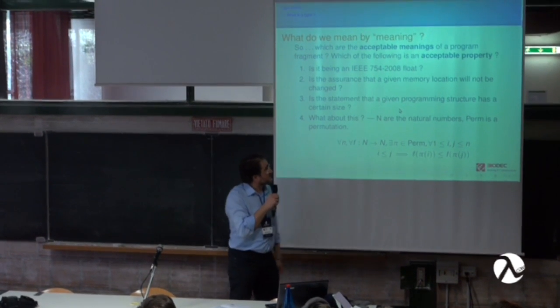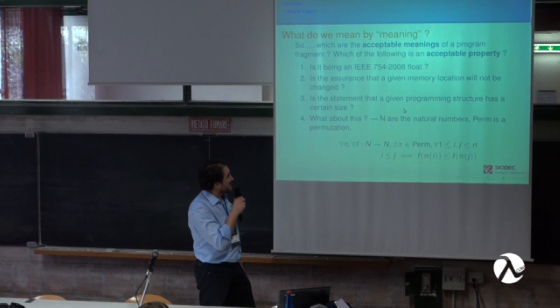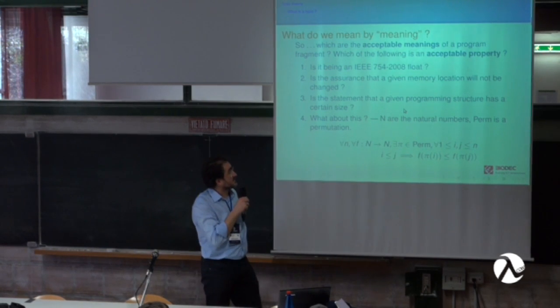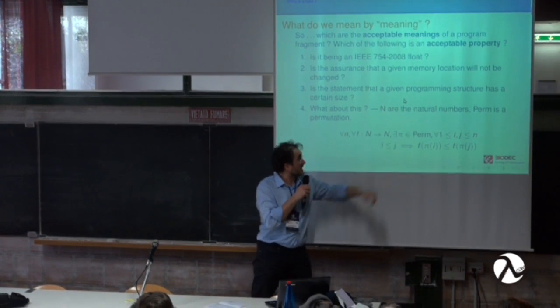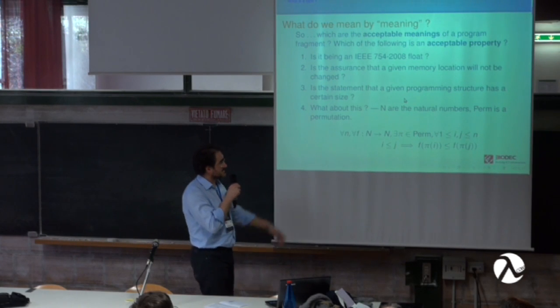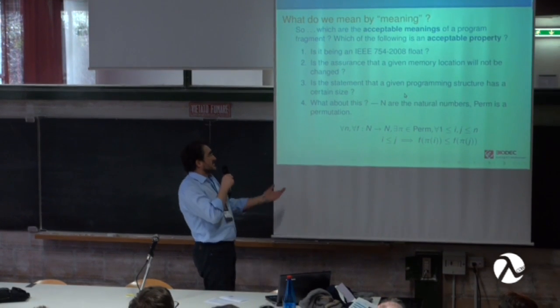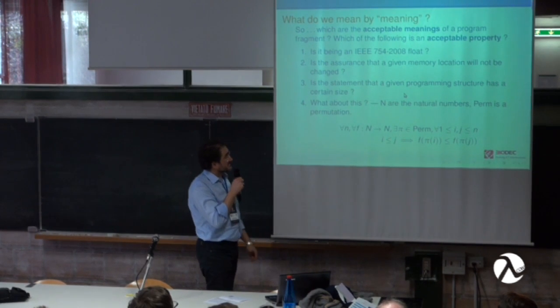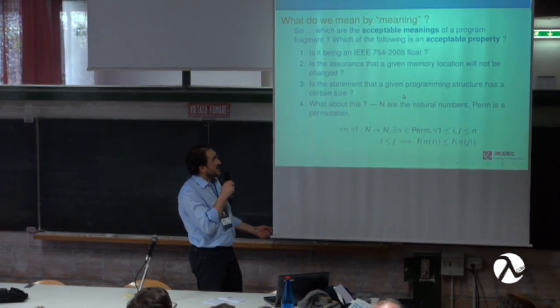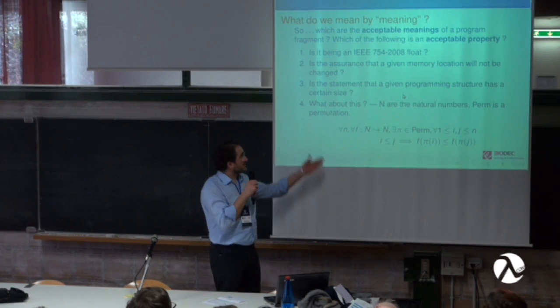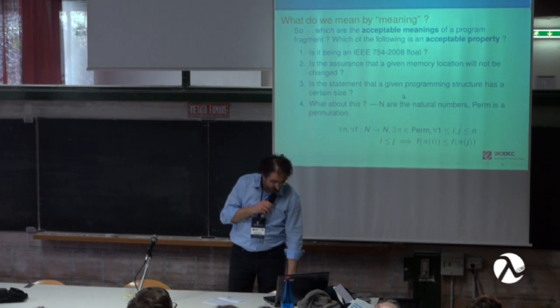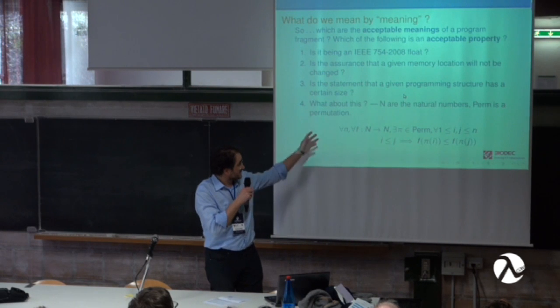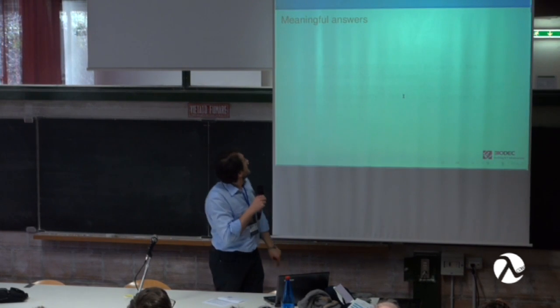N is the set of natural numbers, and perm means that this thing that I called pi is a permutation. It is a formula. It's not simple, it's not complex, it depends on how much time you spend looking at things like this. It expresses a well-defined property in first order logic.